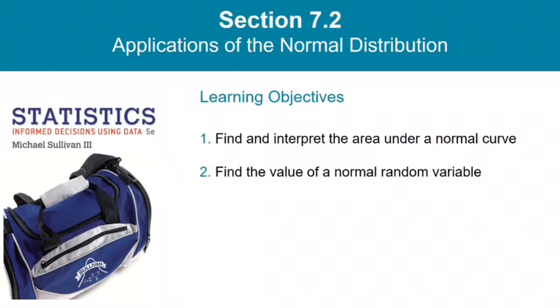Today we're in section 7.2 and we're talking about applications of the normal distribution. So last time we learned some of the properties of the normal distribution and we learned how to graph it, and today we're going to be talking about how we can use it. So I'm going to show you how to find and interpret the area under a normal curve, and I'm going to show you how to find the value of a normal random variable.